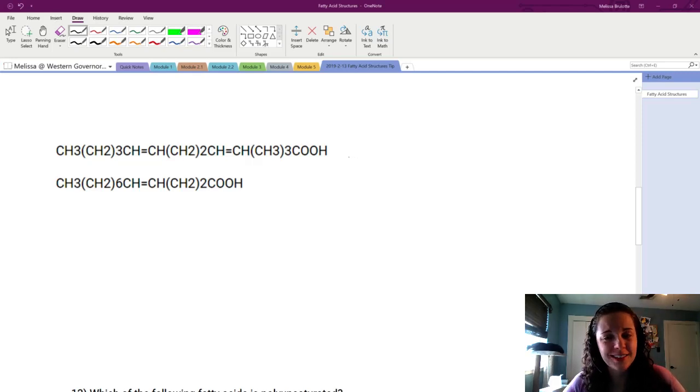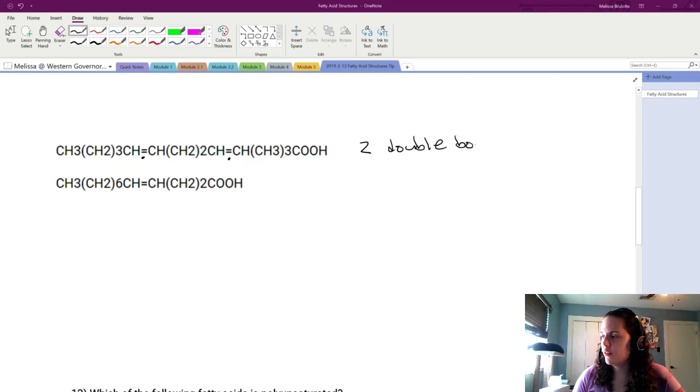Now we could draw these out with all of their atoms and all of their bonds, but you're not going to have to do that for the test. What you're going to have to be able to do is count the number of double bonds and the number of carbons. So here we have 2 double bonds indicated by this kind of equals sign. And in the second one, we have 1 double bond.